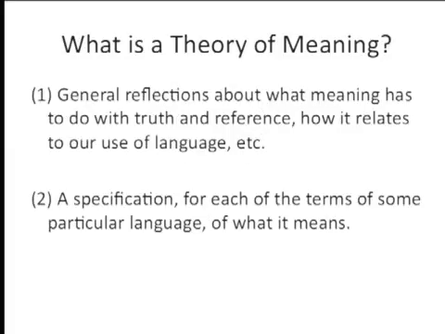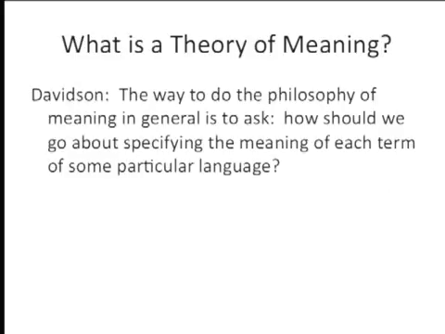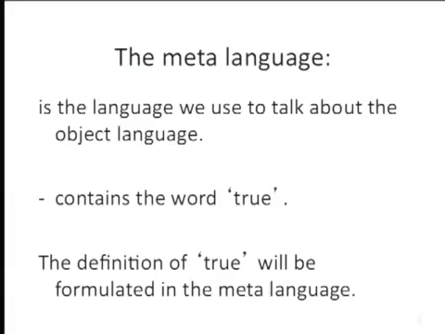The way to give some discipline to this idea of general reflections about the nature of meaning is to ask, how would you do a theory of the second kind? How would you, in general, give a specification for each of the terms of some particular language of what that term means? And Davidson had a beautifully simple, general way of approaching this.